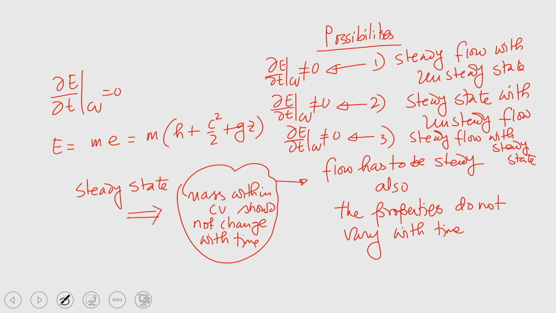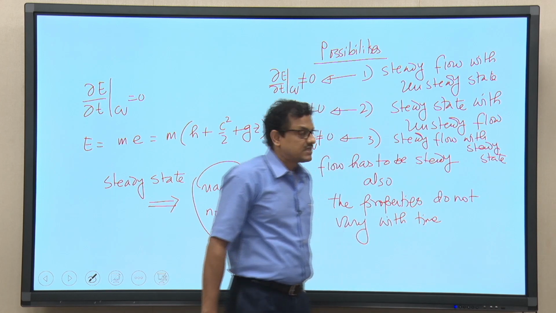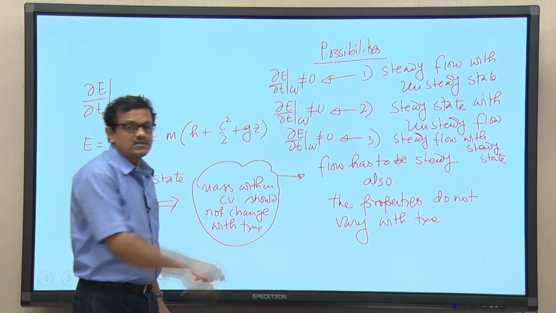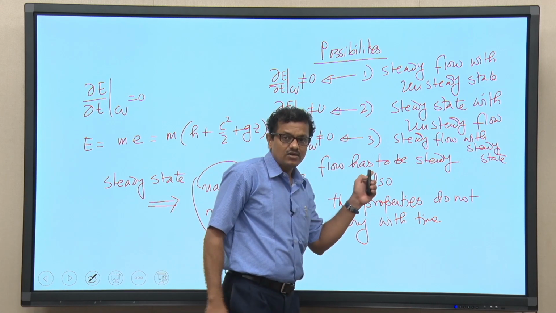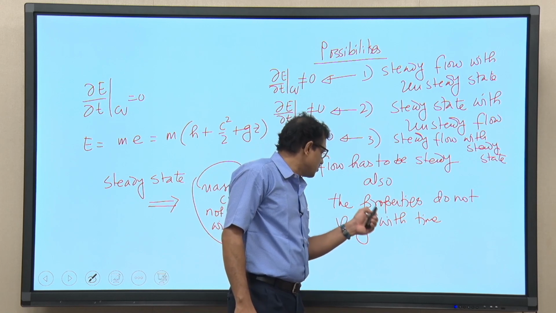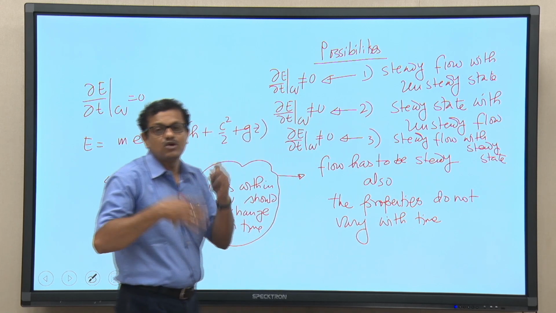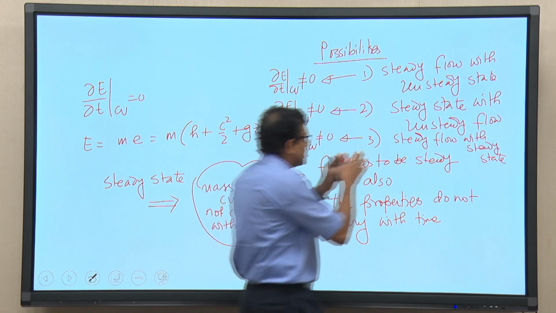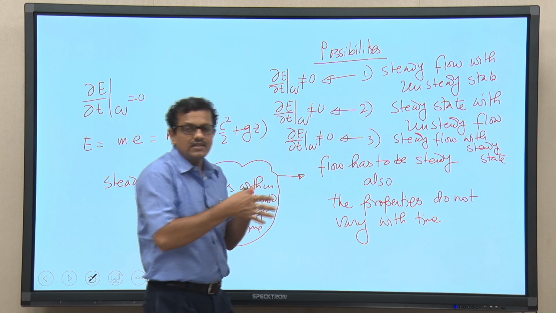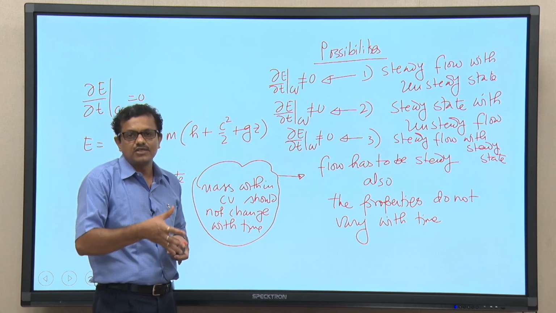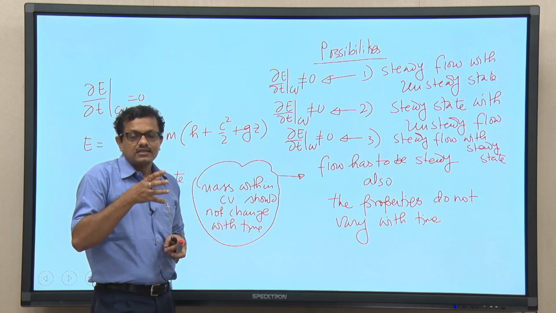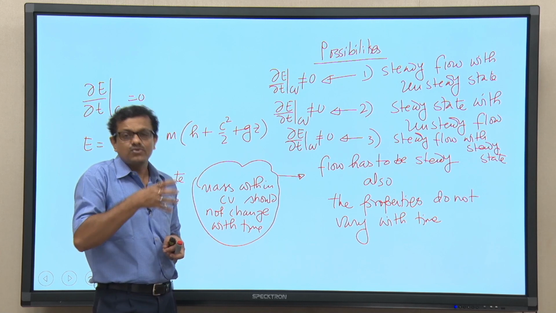So, important is that if we need to have steady state within the control volume, the flow has to be steady, together with the properties not varying with time, and their product should not vary with time. As I told you, maybe m is not changing with time, properties are not varying with time, but their product may change with time. So, we have to ensure that their product will not change with time.